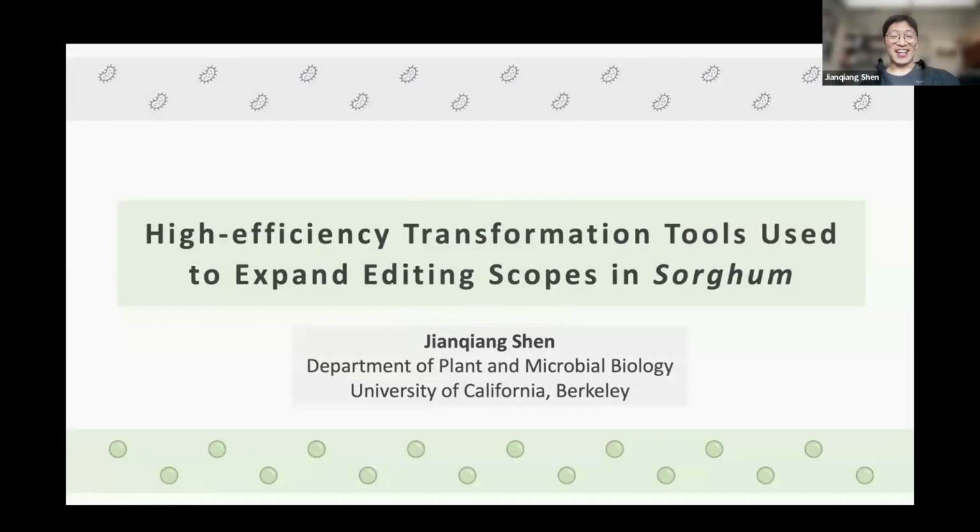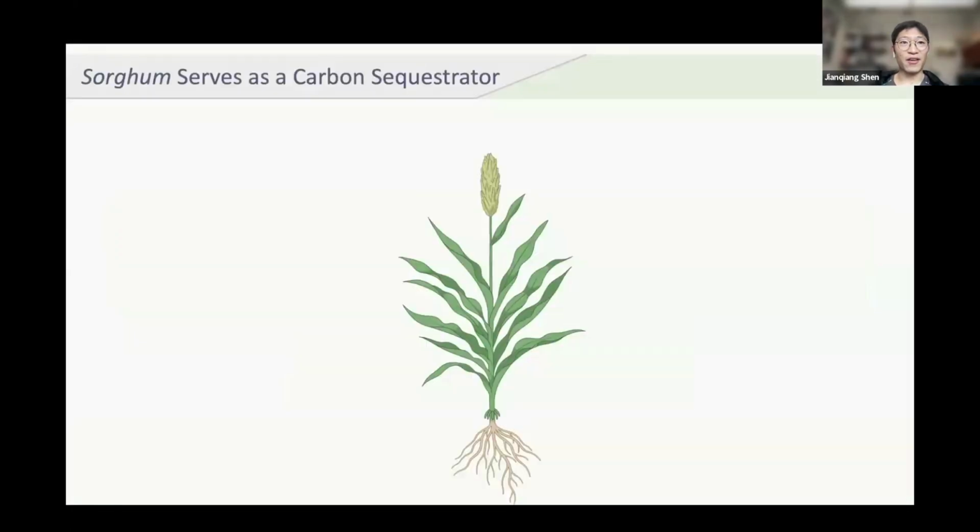Okay, so let's start. Today, thank you for the introduction, I'm so happy to be here and sharing our efforts on sorghum transformation development and also editing optimization. My topic is the high efficiency transformation tool used to expand the editing scope in sorghum. So let's start with sorghum first.